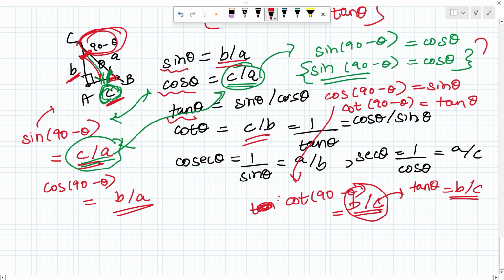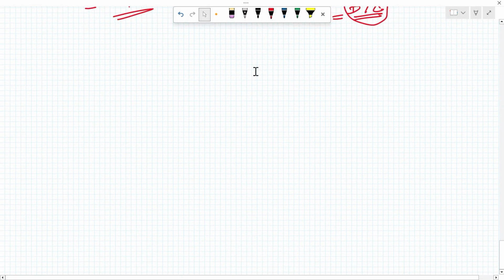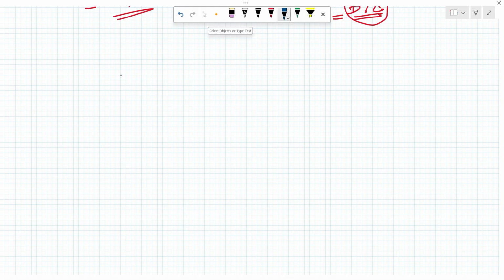All of these identities can be logically derived.